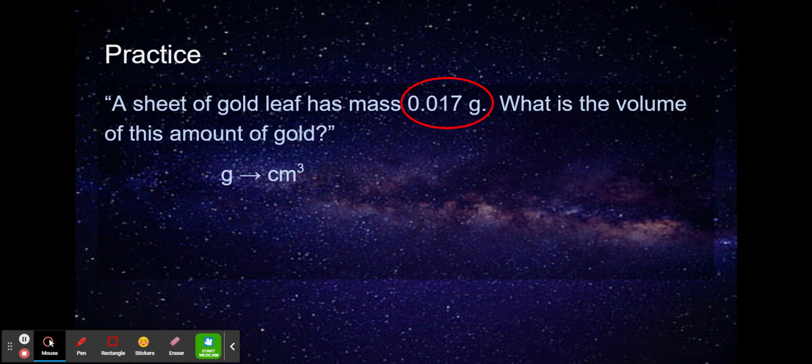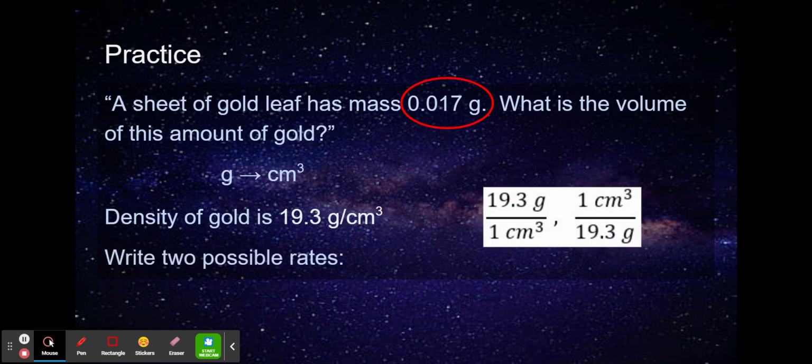All right. Where are we going to find a relationship between the two things in our map, grams and centimeters cubed? That's going to be the density. The problem is about gold. We find the density of gold. It is 19.3 grams in 1 centimeter cubed. All right, so we need to take our given and multiply by a rate. So we're going to turn this density into two possible rates. Let's do that. So we can have 19.3 grams in 1 centimeter cubed, or we can have 1 centimeter cubed has a mass of 19.3 grams. Which one of these are we going to use to work this problem?